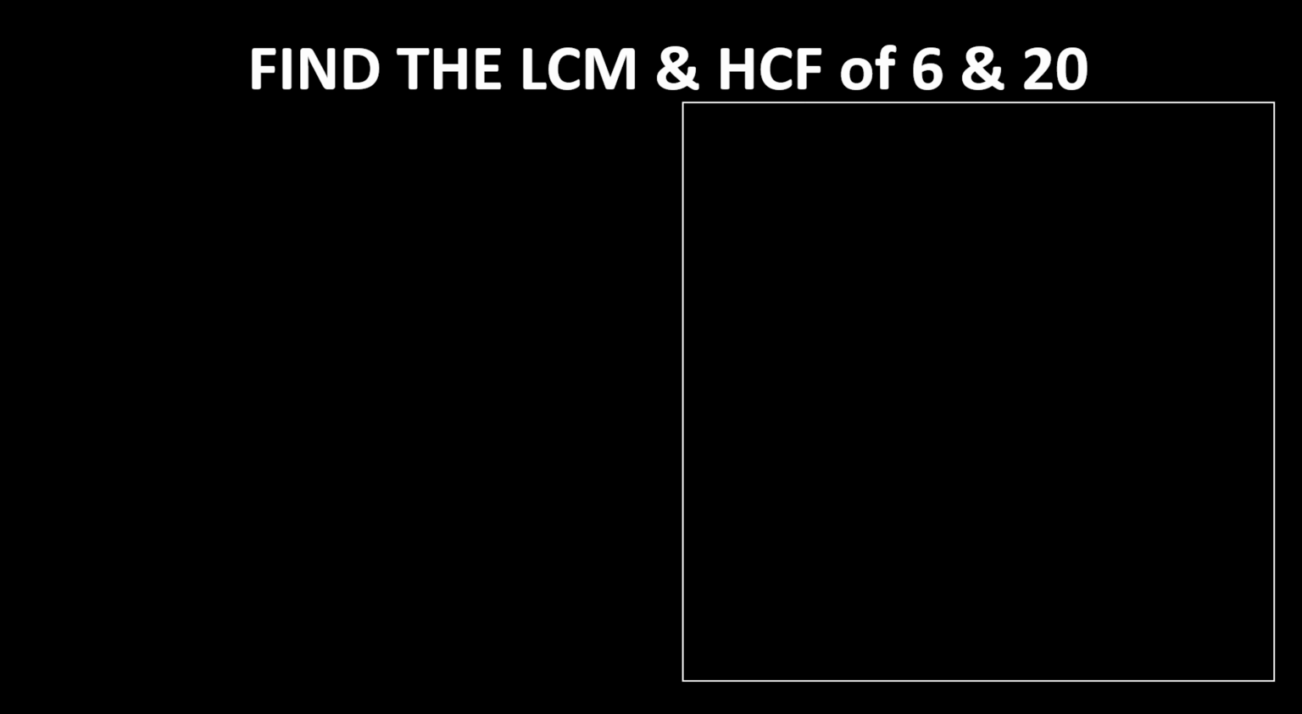Let's do the prime factorization of 6 and 20. We'll write down 6. If you divide 6 by 2, we get 3. Now let's divide 3 by 3, and we get 1. So the prime factorization of 6 has two factors, that is 2 into 3.